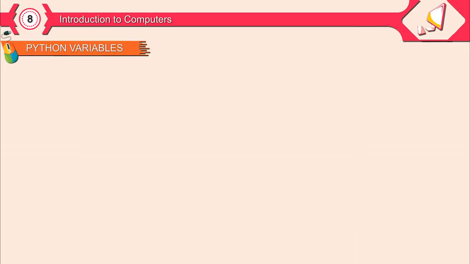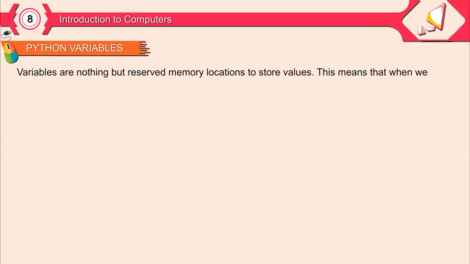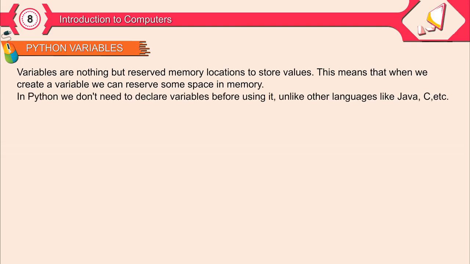Python variables. Variables are nothing but reserved memory locations to store values. This means that when we create a variable, we can reserve some space in memory. In Python, we don't need to declare variables before using them, unlike other languages like Java, C, etc.